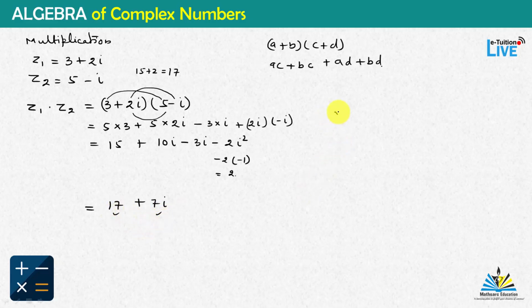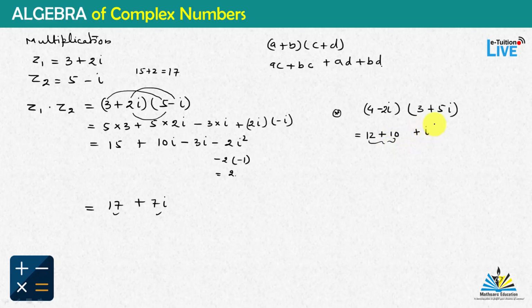Let's have another example. Let's multiply another two complex numbers, like 4 minus 2 iota into 3 plus 5 iota. So let's multiply in one line. So what is it? 4 into 3 is 12, and 5 into 2 is 10, and minus i square, so minus 10i square, that is plus 10. So this becomes the real part. And what about the imaginary part?